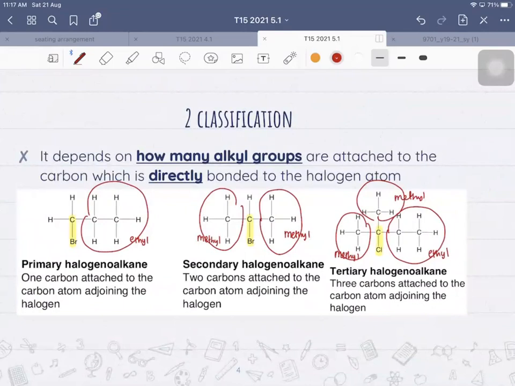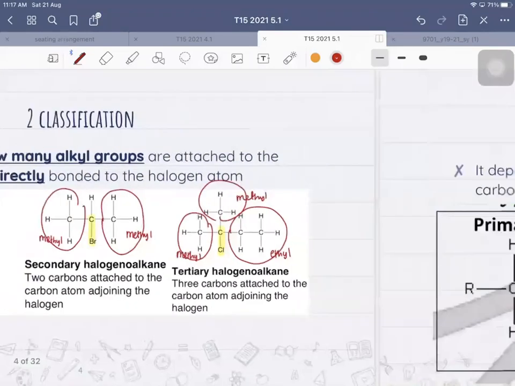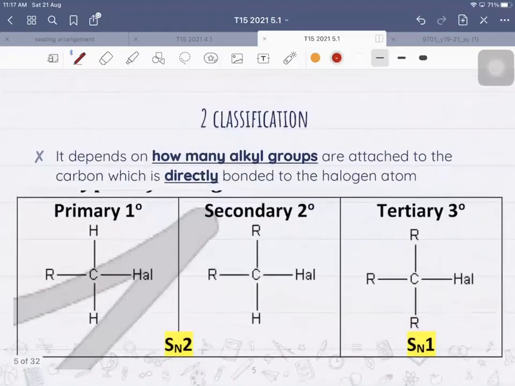Now, alkyl groups are sometimes represented as R group. So this is a summary of a primary, secondary, and tertiary. You don't see that hal often. Usually it is written as a C-X bond. A halogenoalkane is represented as a C-X bond. Okay.